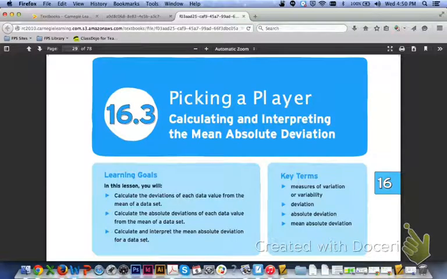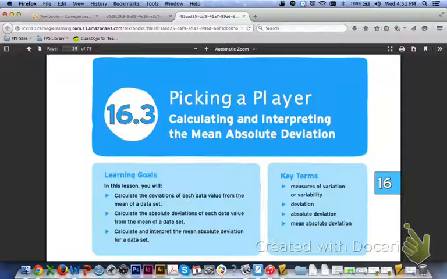Our next lesson is lesson 16.3, picking a player, calculating and interpreting the mean and absolute deviation. In this lesson, we will calculate the deviations of each data value from the mean of a data set, calculate the absolute deviations of each data value from the mean of a data set, and calculate and interpret the mean absolute deviation for a data set.